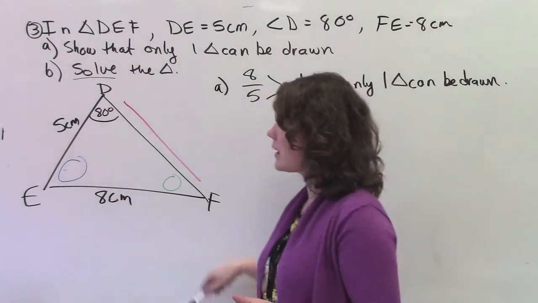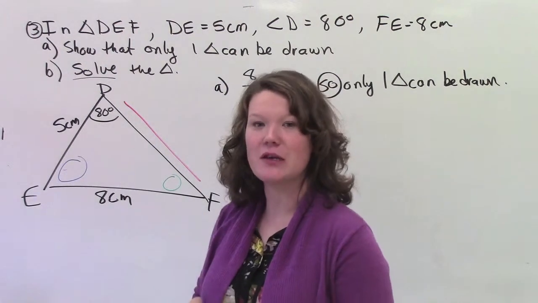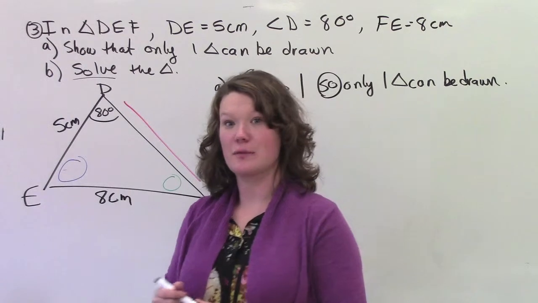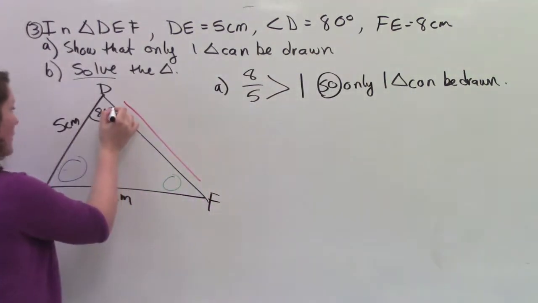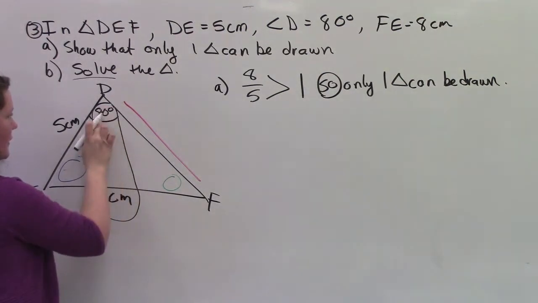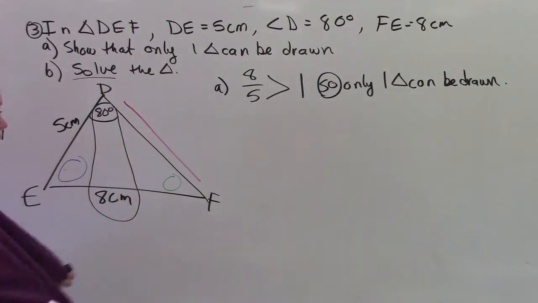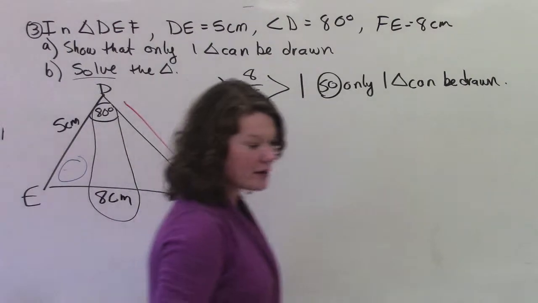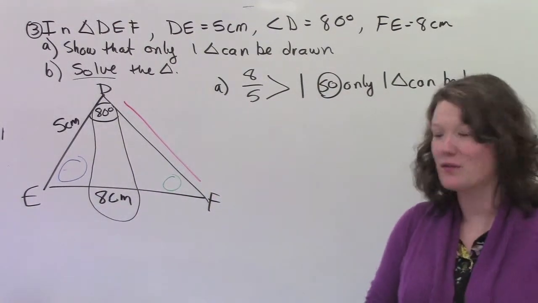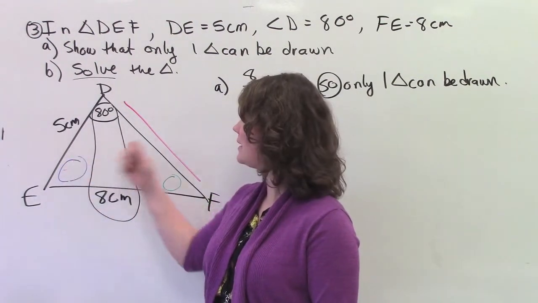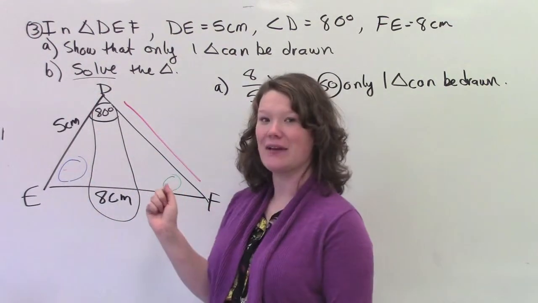So first things first, what I want to do is circle our couple of information, because that's what all of our calculations are going to be based off of. So I know that we have 80 degrees opposite 8 centimeters. So that's going to be something that's really important. First things first, I am going to solve for F. Why? Once I know F, I know E. Once I know E, I can figure out what DF is.